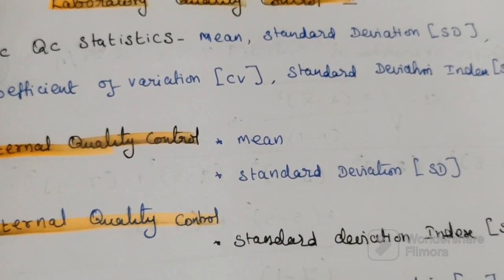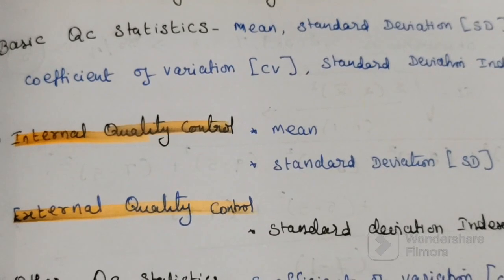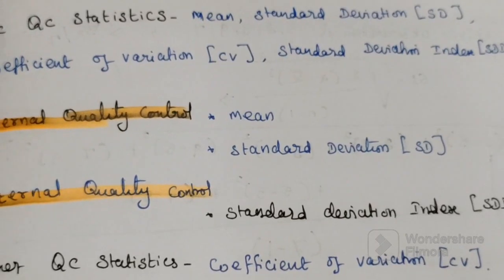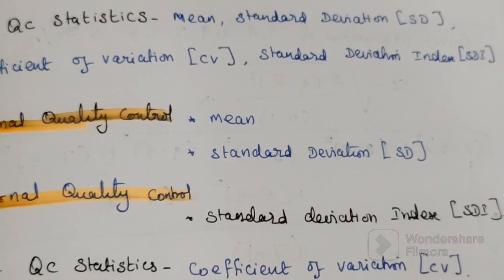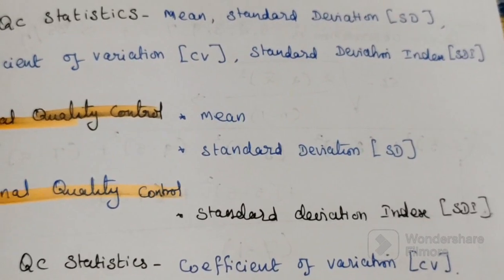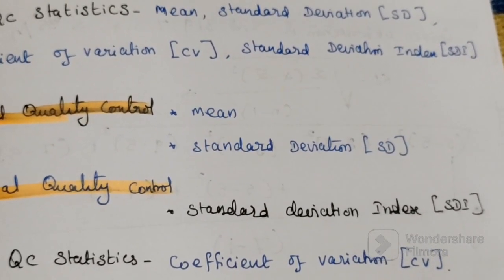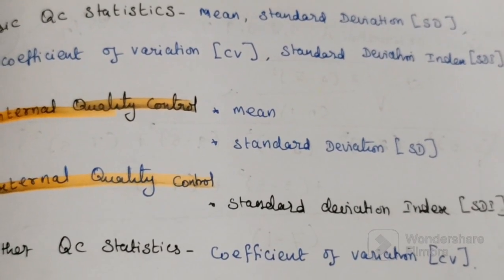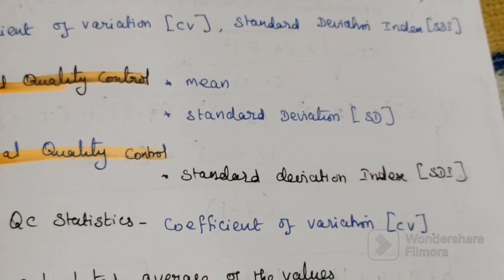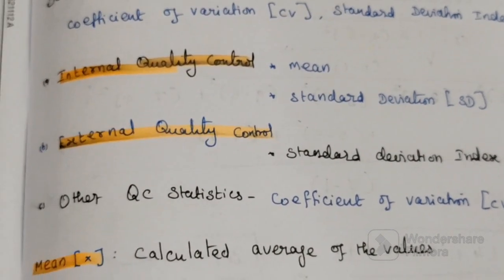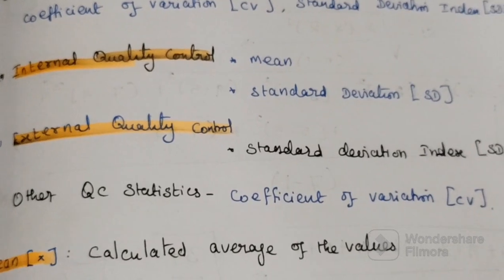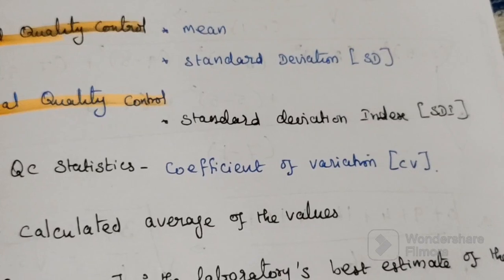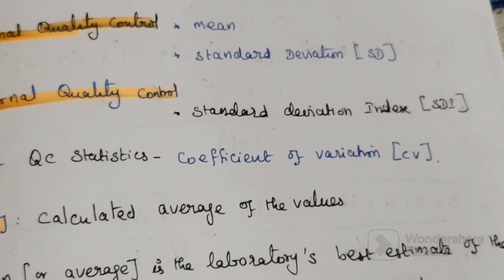In the previous video we discussed internal quality control and external quality control. Internal quality control uses two basic strategies: one is mean, another one is standard deviation. For external quality control, the important thing is standard deviation index. Another important quality control statistic is coefficient of variation, also called CV.